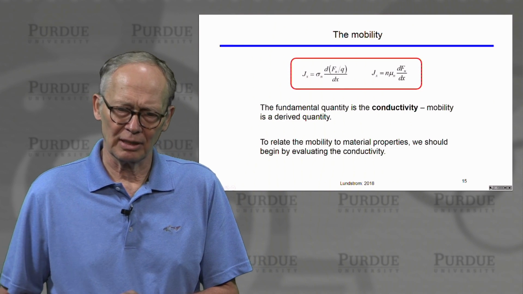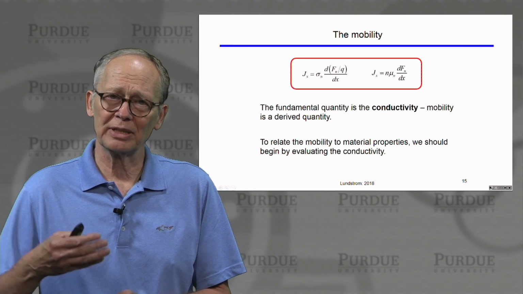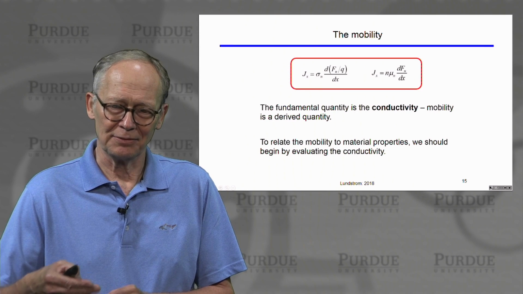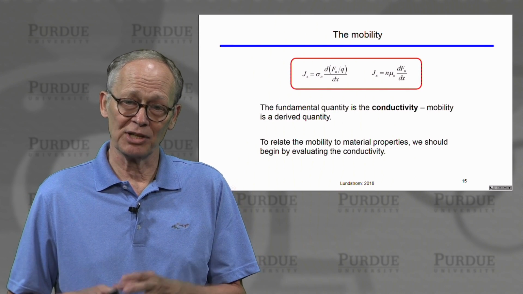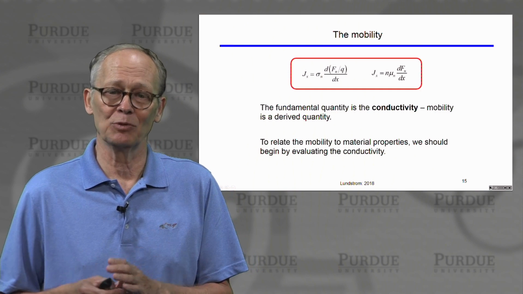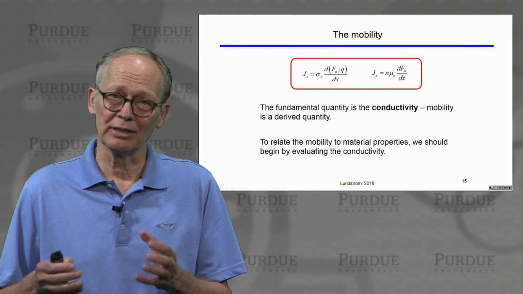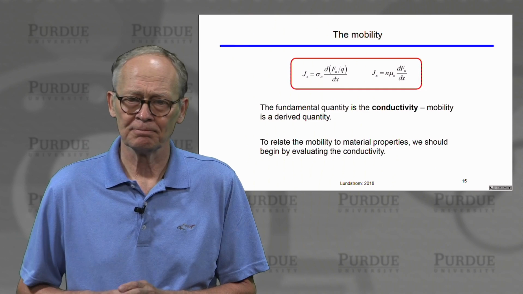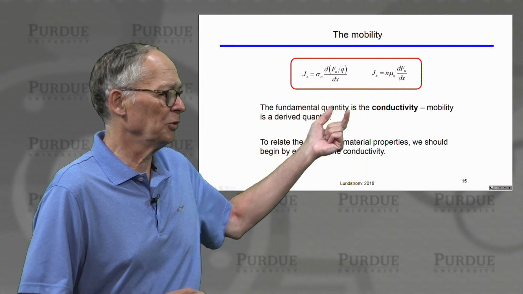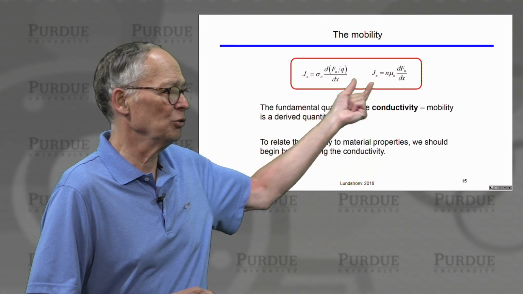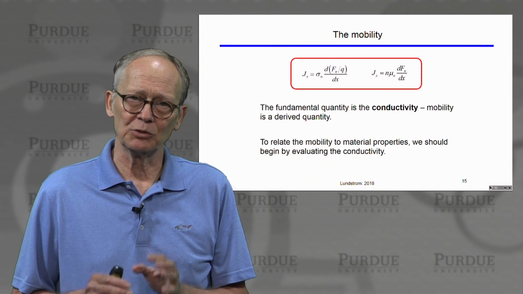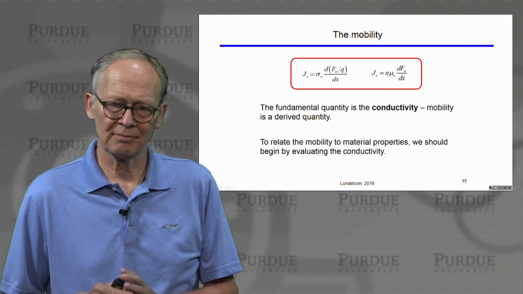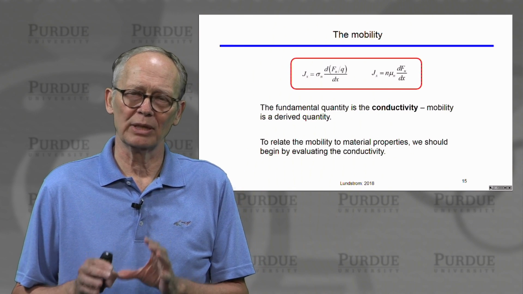Now, let me say a little bit about this mobility. This is a very important parameter when we're producing semiconductor devices. We generally seek materials that have a high mobility because that leads to large currents for small applied voltages. The mobility comes when we write the conductivity as NQμ. You should remember that conductivity is really the fundamental quantity. Mobility is a derived quantity.